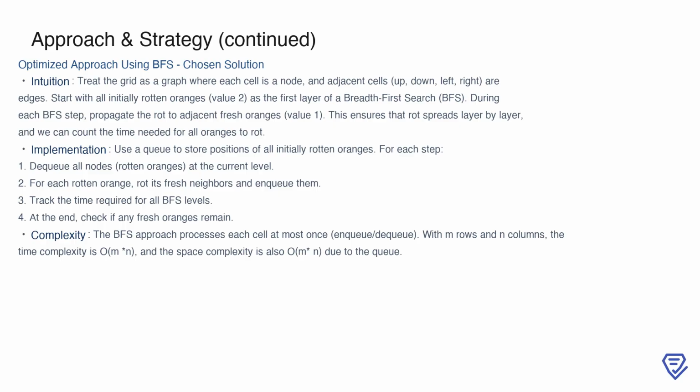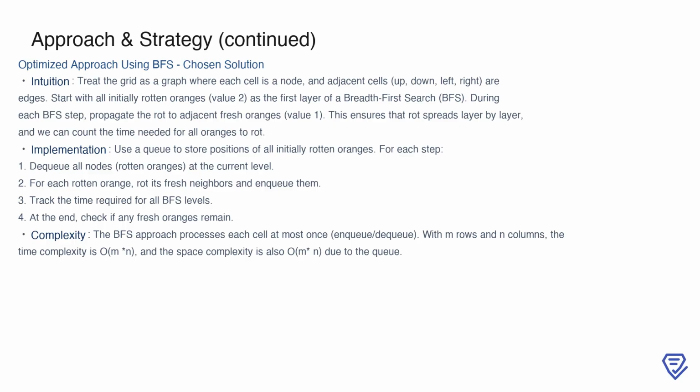This method ensures that the rot propagates layer by layer, allowing us to count the time taken for all fresh oranges to rot. To implement this, we start by adding the positions of all initially rotten oranges to a queue. At each step, we dequeue all the rotten oranges at the current level, spread the rot to their fresh neighbors, and enqueue those newly rotten oranges. We continue this process while tracking the time required for each level of BFS. Finally, we check the grid to see if any fresh oranges remain.